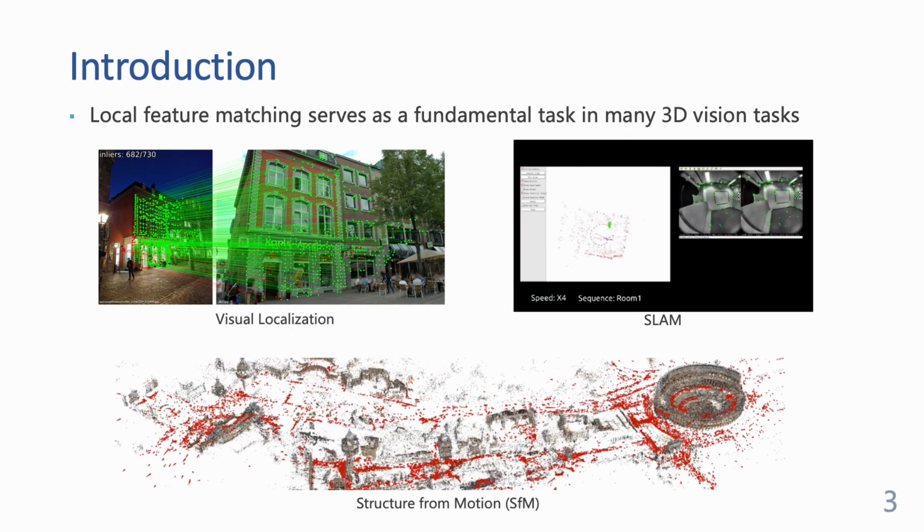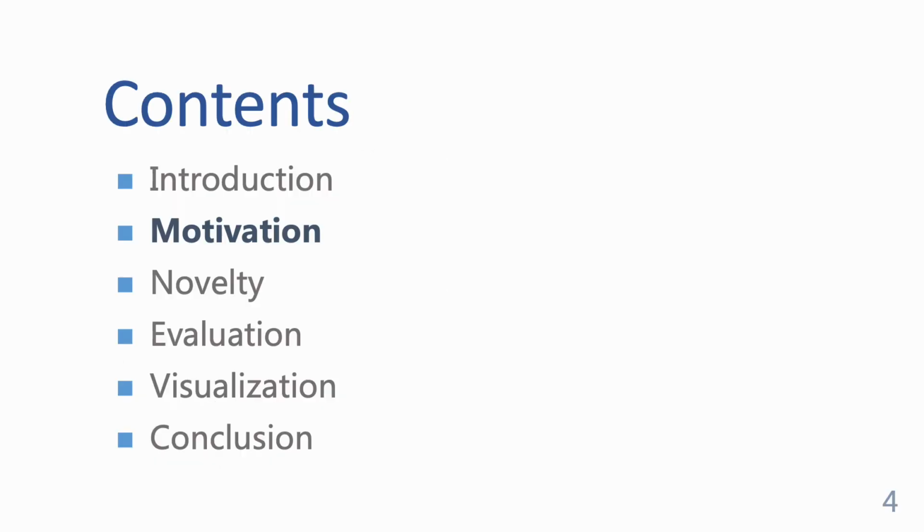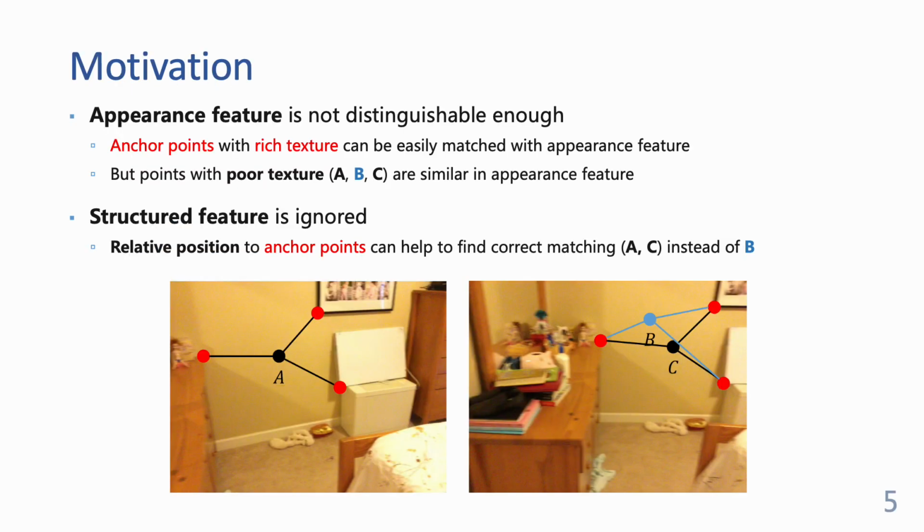Image local feature matching serves as a fundamental task in many 3D vision tasks, such as visual localization, SLAM and structure from motion. By studying the previous matching methods, we sum up two issues that are imperative for obtaining the dense correspondence between images. First is the limitation of appearance feature.